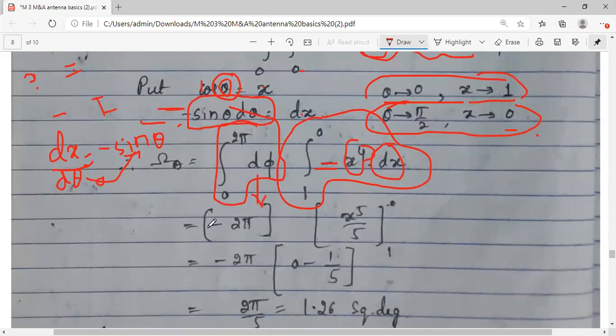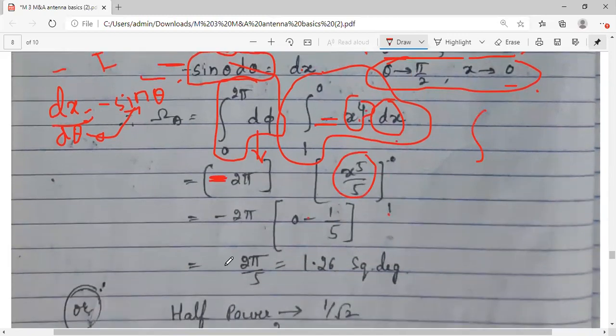And this negative sign I have taken here, minus of 2 pi. Now, what is the integration of x raised to 4? X raised to 5 by 5. Apply the limits, so 0 minus 1 by 5. Overall, you will get minus into minus, plus 2 pi by 5. We can convert this, and you will get the answer in square degrees.